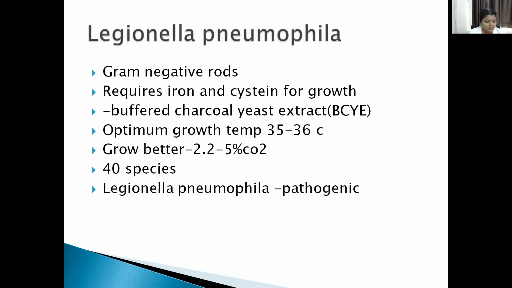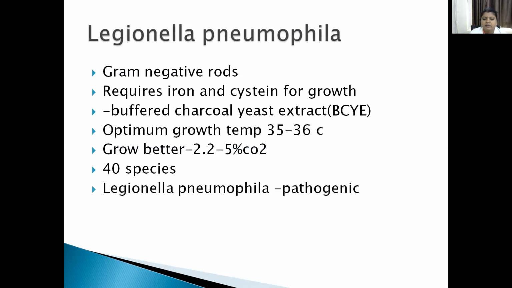Next one is Legionella pneumophila. This Legionella pneumophila is a gram-negative rod, existing as coccobacillary forms. It requires iron and cysteine for growth, particularly buffered charcoal yeast extract, and it also grows on chocolate agar. The optimum growth temperature is 35 to 36 degrees centigrade.